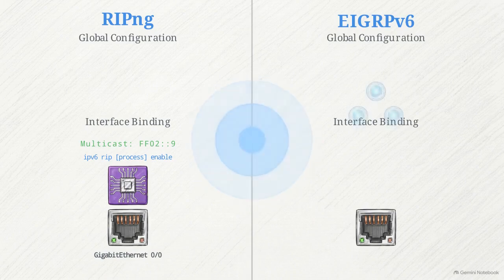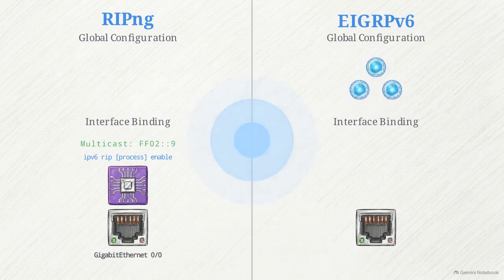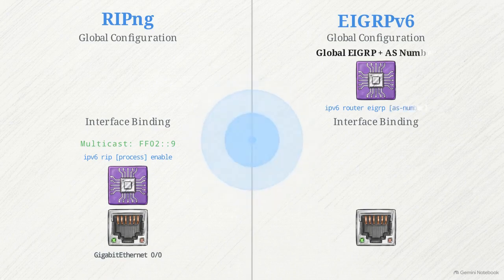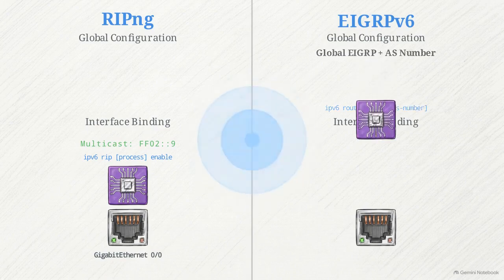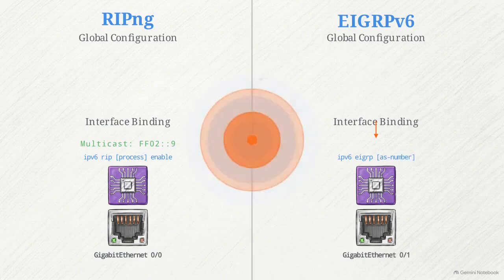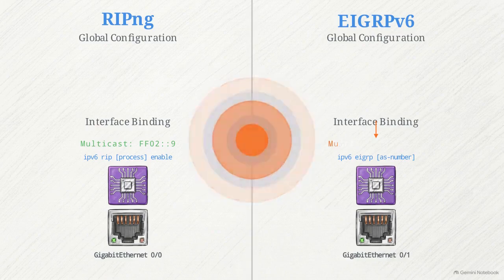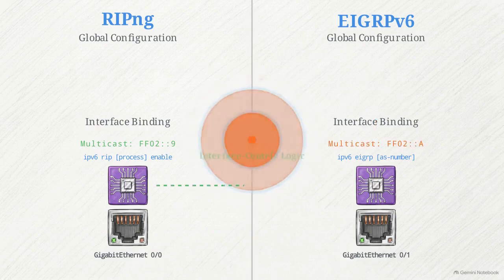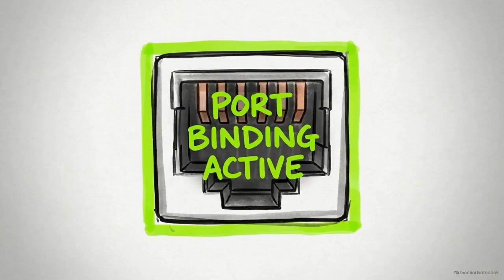EIGRP for IPv6 employs a complex loop-free path algorithm, but its activation sequence mirrors RIP-NG exactly. Defining the process globally establishes the EIGRP routing block, tied to a unique autonomous system number. The EIGRP process block then moves down to attach to a physical interface using the IPv6 EIGRP command. Once active, EIGRP uses its own dedicated multicast address, FF02::A, to discover neighboring routers. This explicit two-step configuration, creating the process globally, then activating it directly on the interface, ensures that routing updates only traverse your intended physical links.